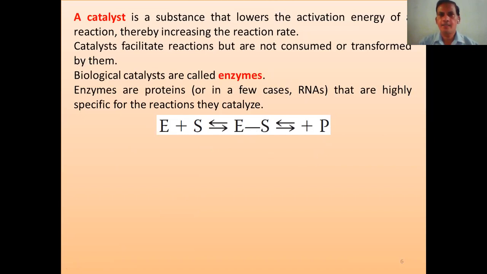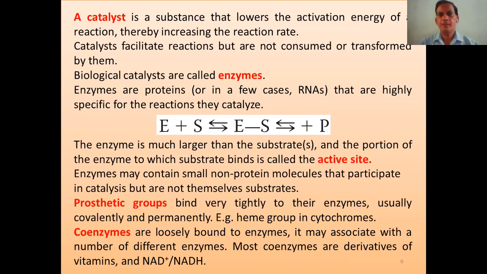Unless we have something which will facilitate this step, we will not be having this particular reaction. So here this enzyme is kind of favoring the reaction. It is binding to the substrate. That substrate could be multiple. The binding of different substrates will lead to the formation of this enzyme-substrate complex and ultimately the product. The enzyme is much larger than the substrate, and the portion of the enzyme in which the substrate binds is called the active site.